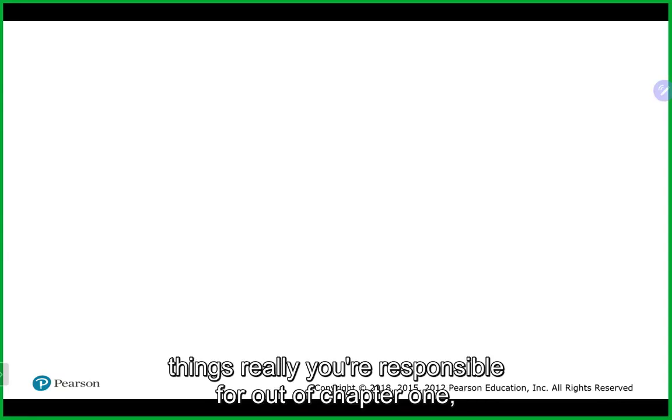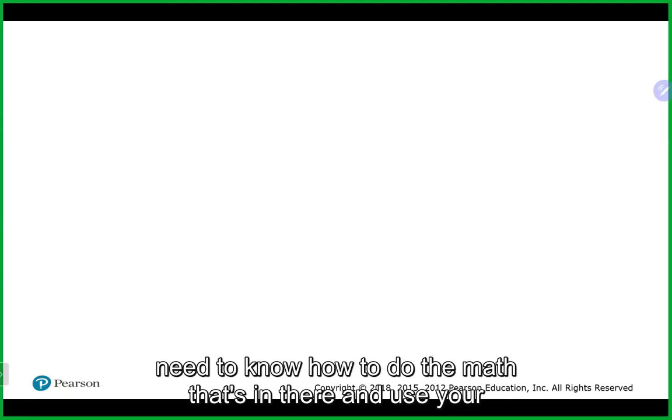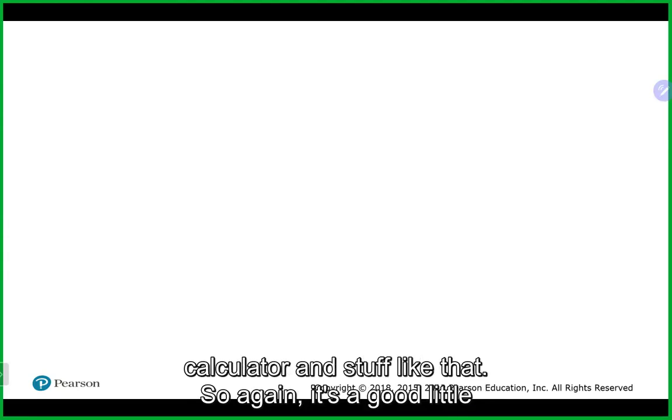The main two things you're responsible for out of chapter 1 are scientific notation and the scientific method. Obviously, at some point you need to know how to do the math that's in there and use your calculator. It's a good little reference chapter on some of those things that you might need to do.